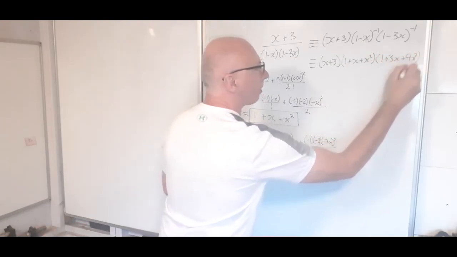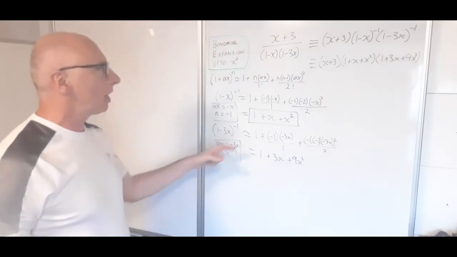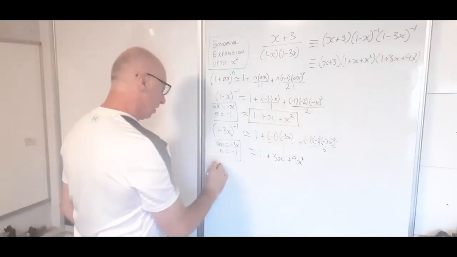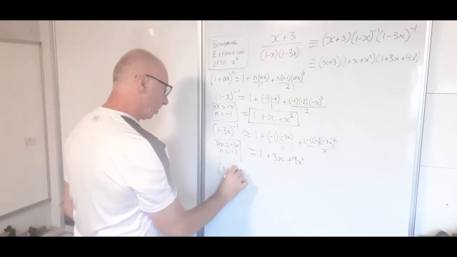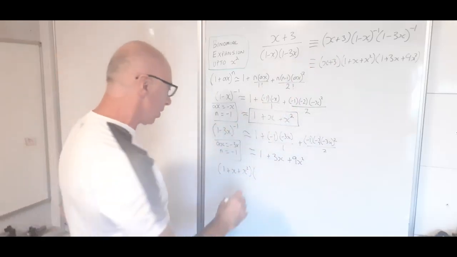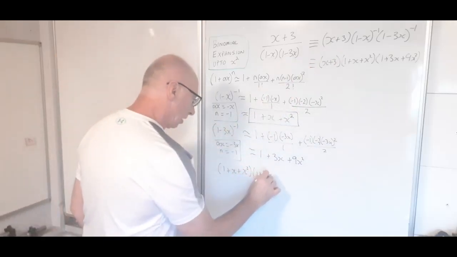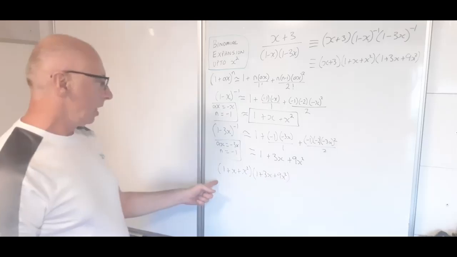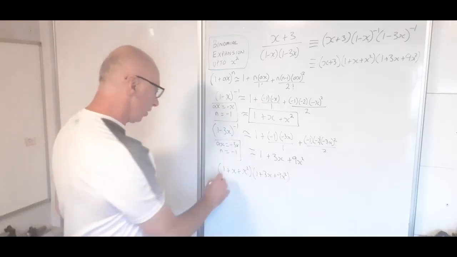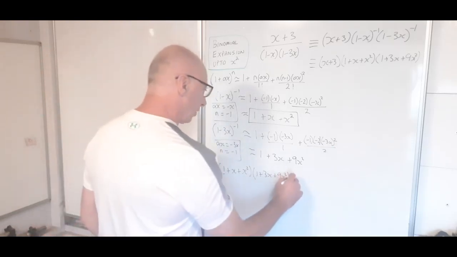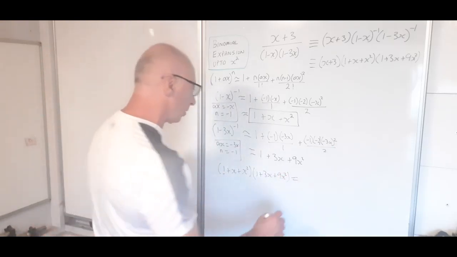Basically all I've got to do now is just FOIL all of that out. So let's just take care of these two bits down here: 1 plus x squared multiplied by 1 plus 3x plus 9x squared. Okay. Now let's deal with this one first and distribute it with all of these three. So then I've got 1 times all of that, so I'll just rewrite that.